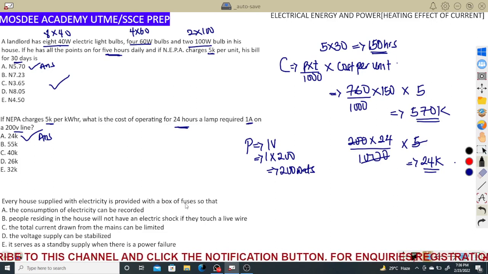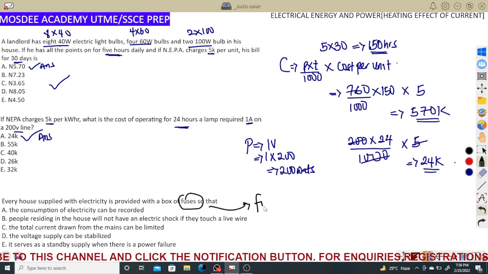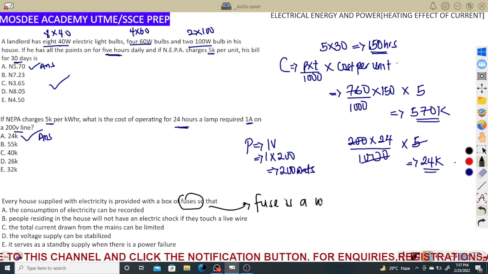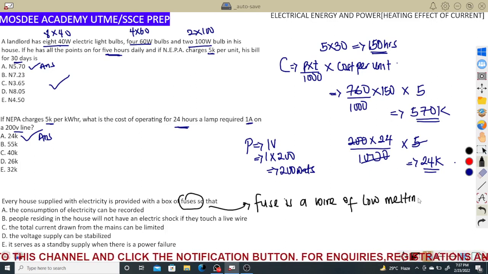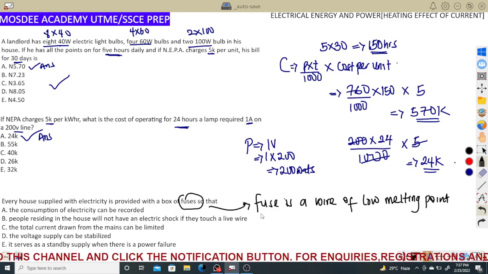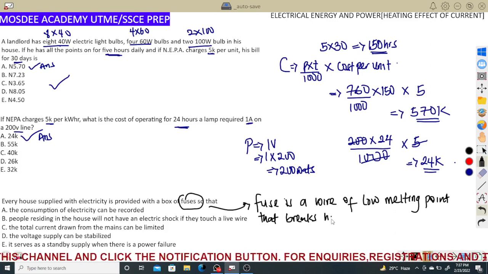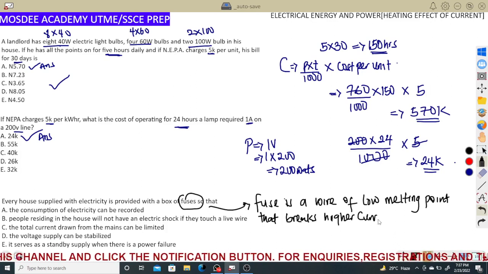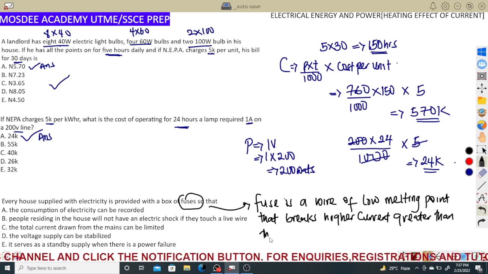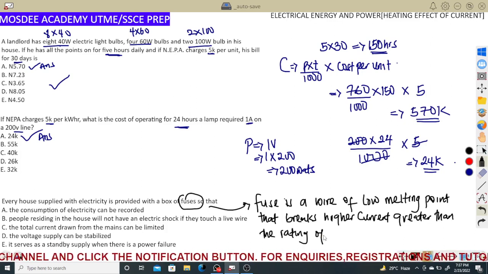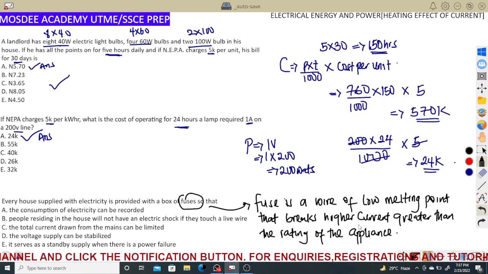Every house supplied with electricity is provided with a box of, this is class 10 question, fuse, the work of fuse. Now, a fuse, you can just write, a fuse is a thin wire of low melting point that breaks when there is a higher current, greater than the rating of the appliance. Let me just write simple stuff. So in this case, it's so simple to get the answer.